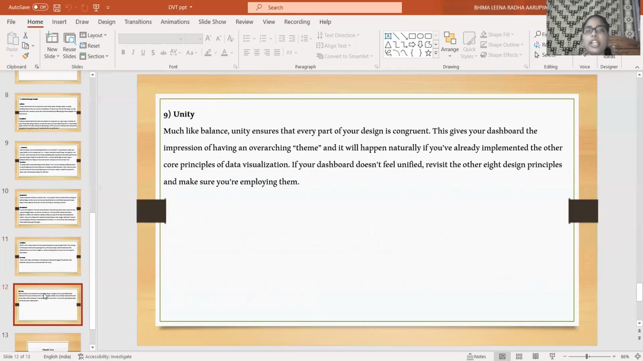Much like balance, unity ensures that every part of your design is cohesive. This gives your dashboard the impression of having an overarching theme, and it will happen naturally if you have already implemented the other core principles of data visualization. If your dashboard doesn't feel unified, revisit the other 8 design principles and make sure you're employing them. Right, unity is similar to balance, right? If you don't feel much unity, then you can revisit the 8 principles and make the necessary changes, and you can make them as unity, right?